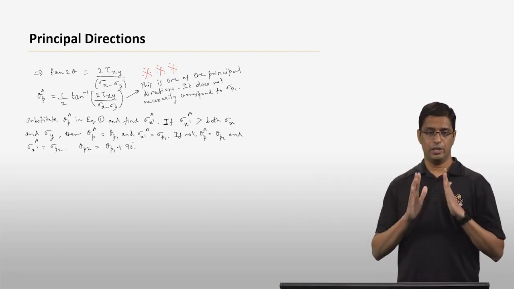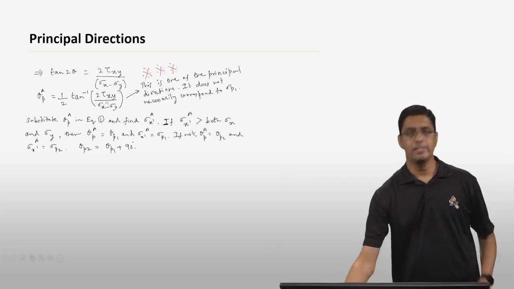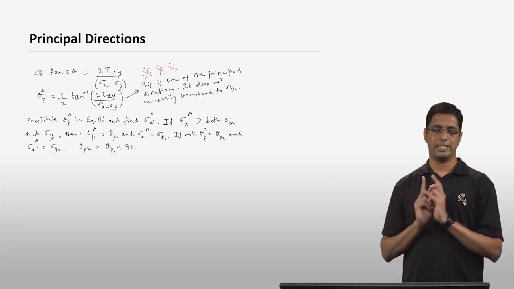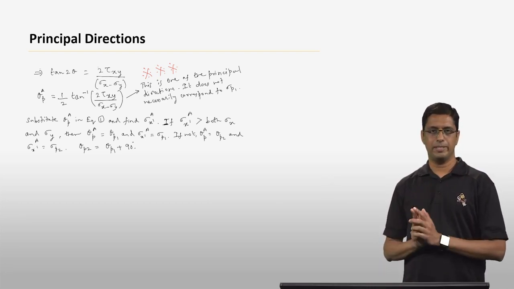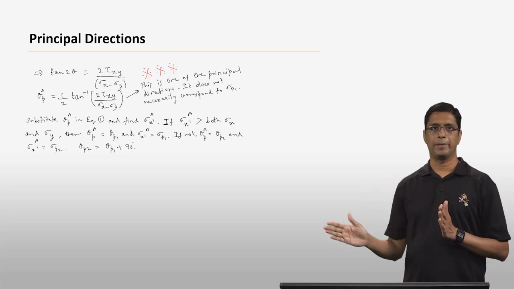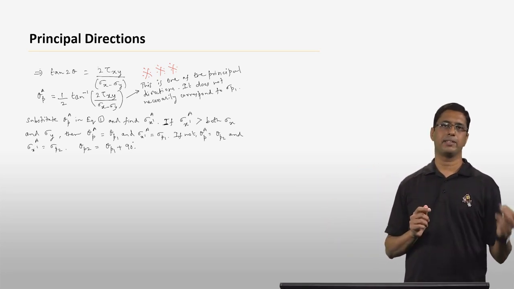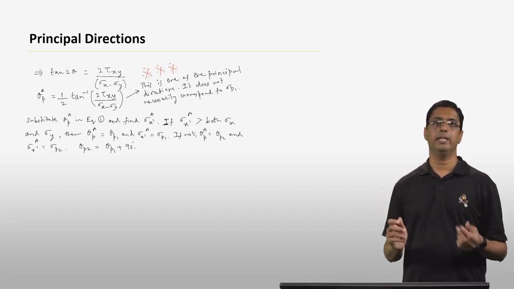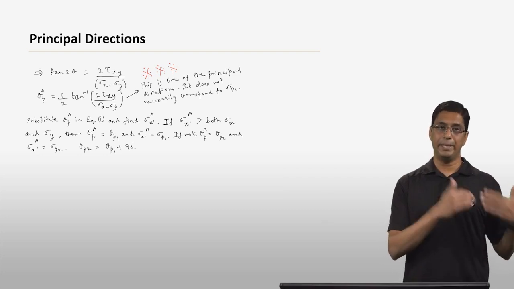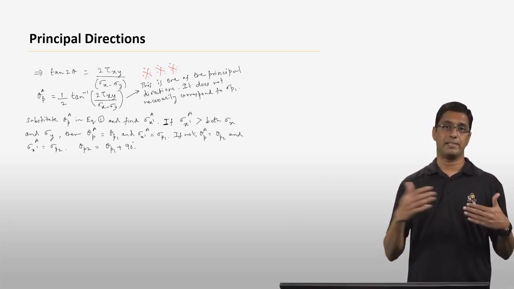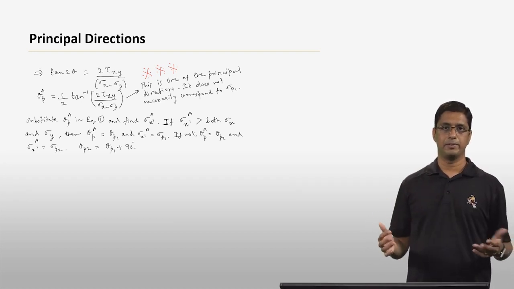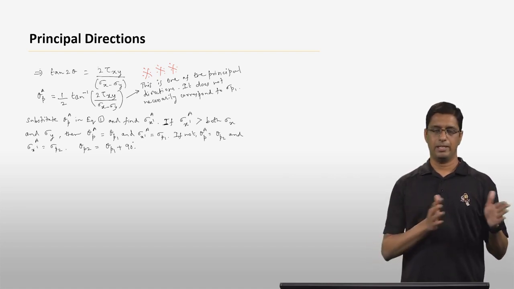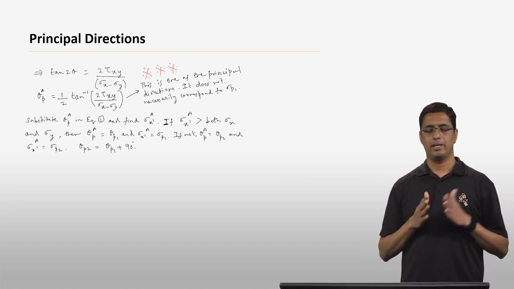So you find out what theta pa is, substitute it in the equation for sigma x prime, and see whether it is greater than sigma x and sigma y. If it is greater than both of them, then theta pa is equal to theta p1, and the value of sigma x prime that you get for theta pa is your sigma p1. And the value that you get for theta p2, which is nothing but theta p1 plus 90, that is going to be your sigma p2. And that is how you get the two principal stresses, sigma p1 and sigma p2, and the two principal directions, theta p1 and theta p2.